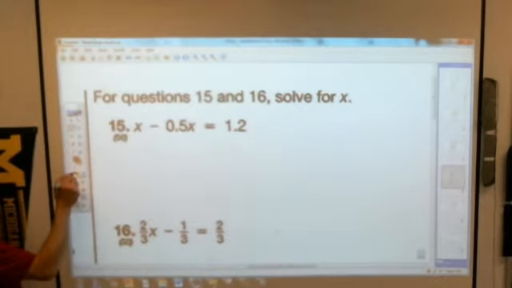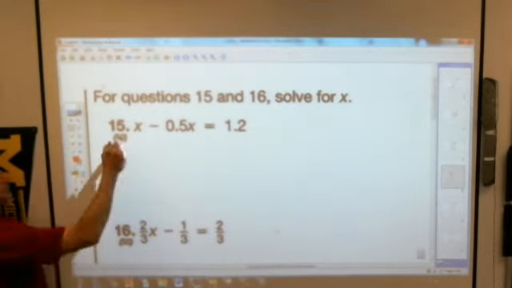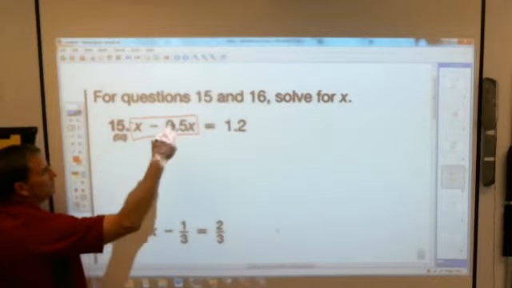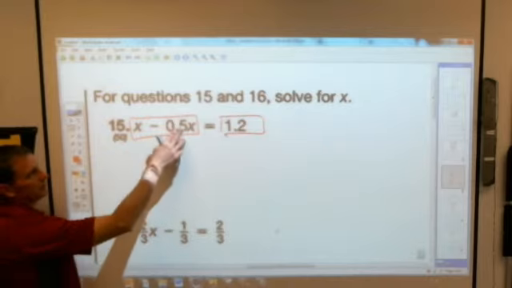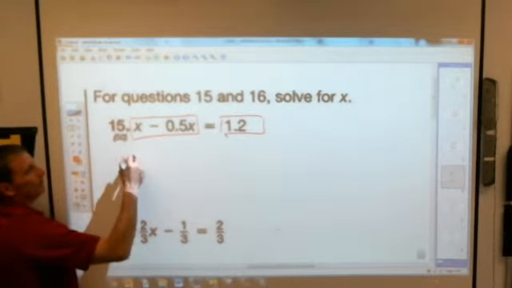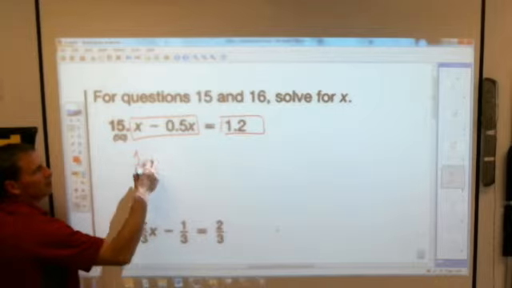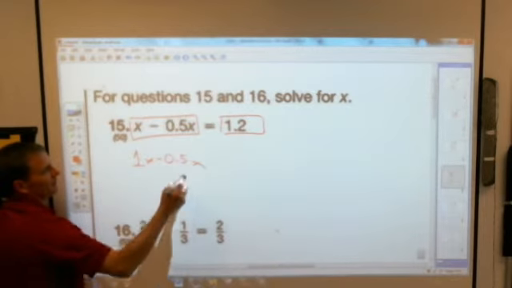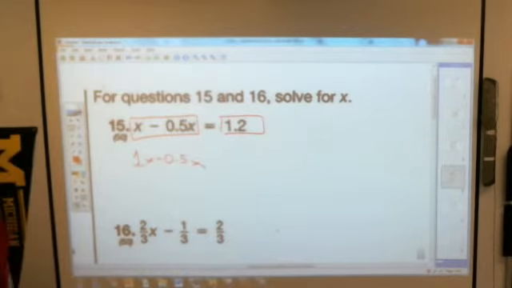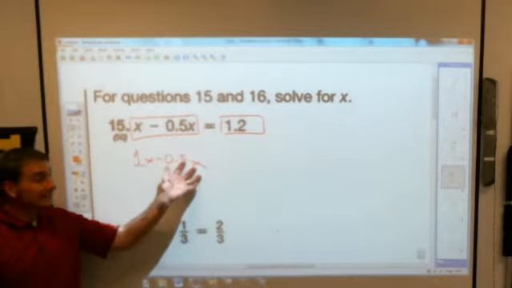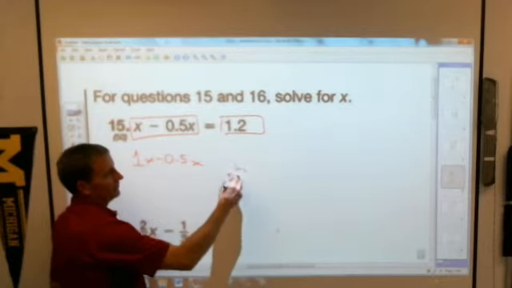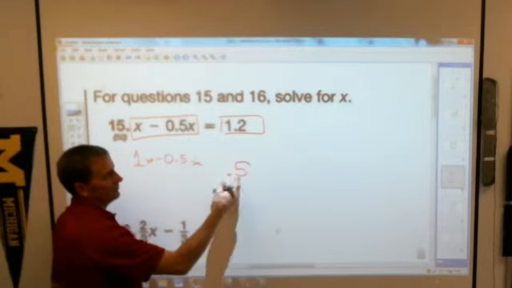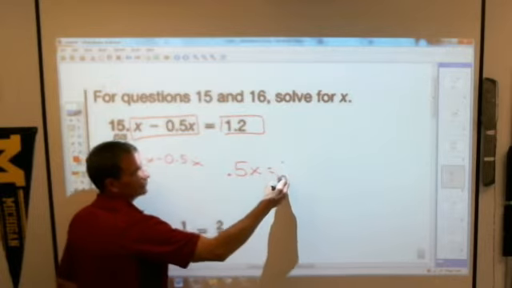If I were leaving notes to myself on this one, do not forget that when you do equations, the first thing you look at is, can you simplify anything on either side? And in this case, you can. You can put these two together. If you have 1x and you subtract 0.5x from it, it's almost easier if you talk in terms of money. If you have $1 and subtract 50 cents from it, what are you left with? 0.5. 1 minus a half is a half x. That equals 1.2.